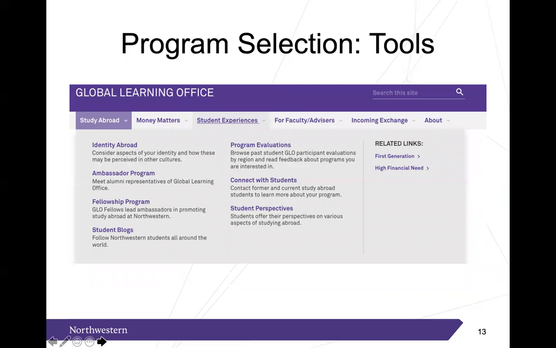We recommend that students also explore all of our resources, but especially the Identity Abroad section, past program evaluations, and Connect with Students. With Identity Abroad, we'd like for students to consider aspects of their identity and how those may be perceived in other cultures. With program evaluations, you can access students' unfiltered feedback on the program that you're interested in. With Connect with Students, you can contact former and current students abroad to learn more about your program.